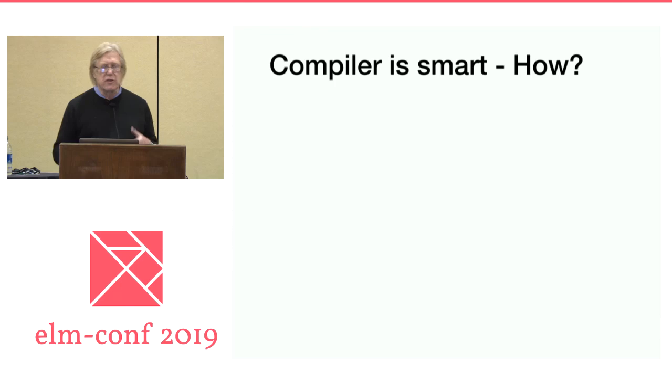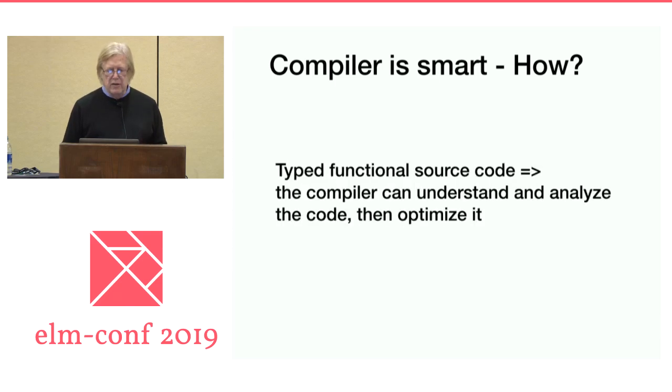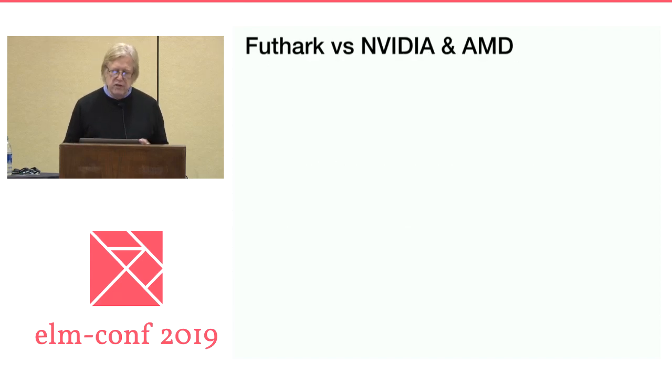Now, the compiler is smart, and there's an interesting explanation of why it can do what it does. The reason, which really surprised me when I learned about it, is that the input to the compiler is typed functional code. And it turns out that that's the kind of raw material that a compiler can think about and understand and then use that understanding to optimize the code. If you have imperative code, the compiler has a very difficult time figuring out what the underlying idea of the computation is.